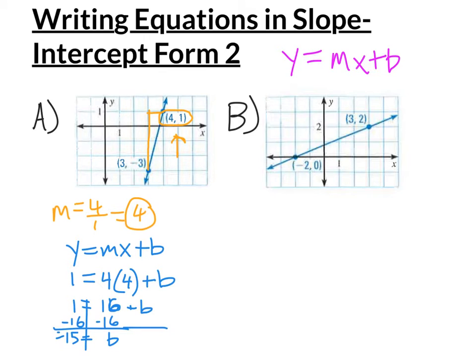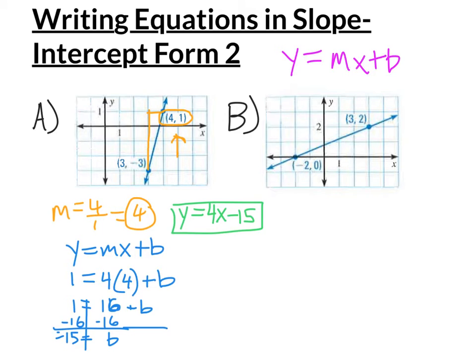Now I can write my equation. Let's do this in a third color. We get y equals 4x minus 15. There's our equation. We now have our slope, and we found what our y-intercept is, negative 15. And if we look at our graph, the way this line is going, negative 15 for the y-intercept makes sense, right? That would be somewhere down here on the y-axis.